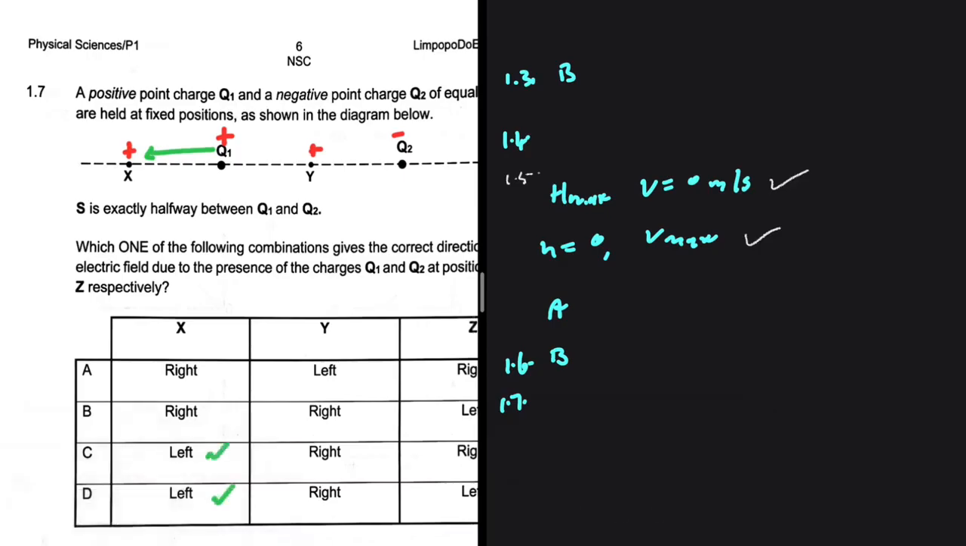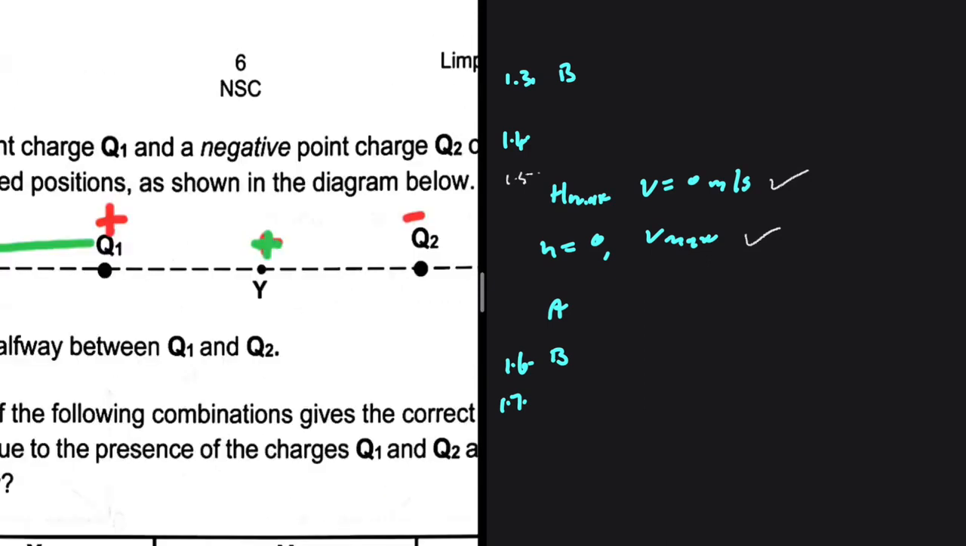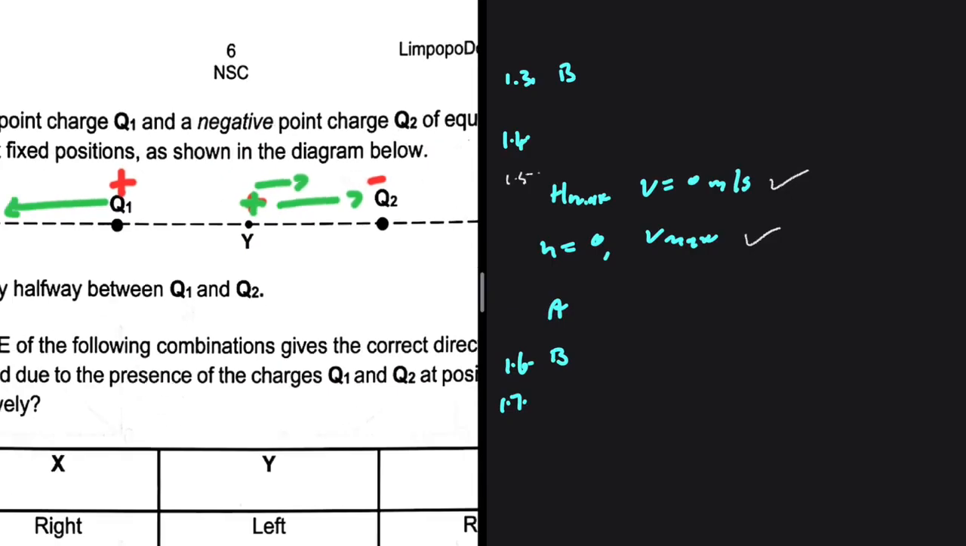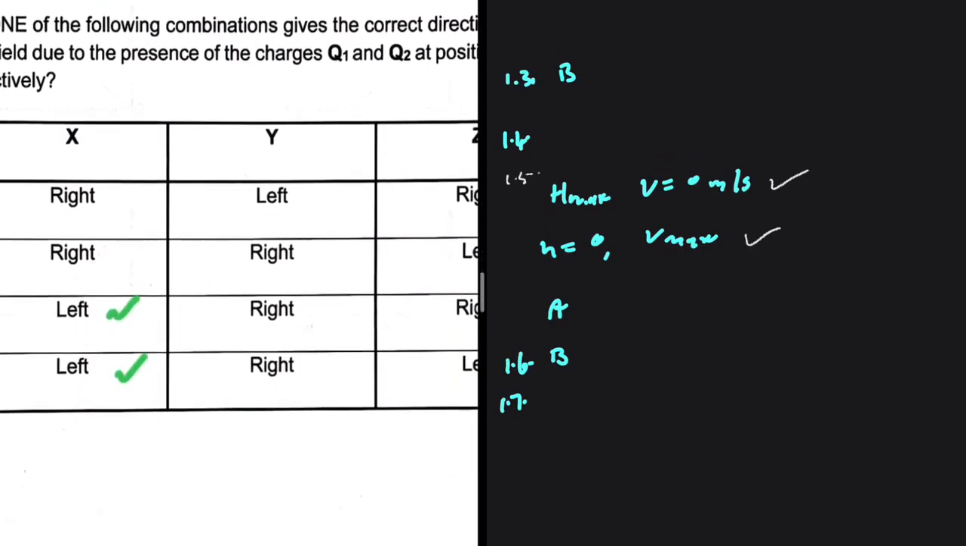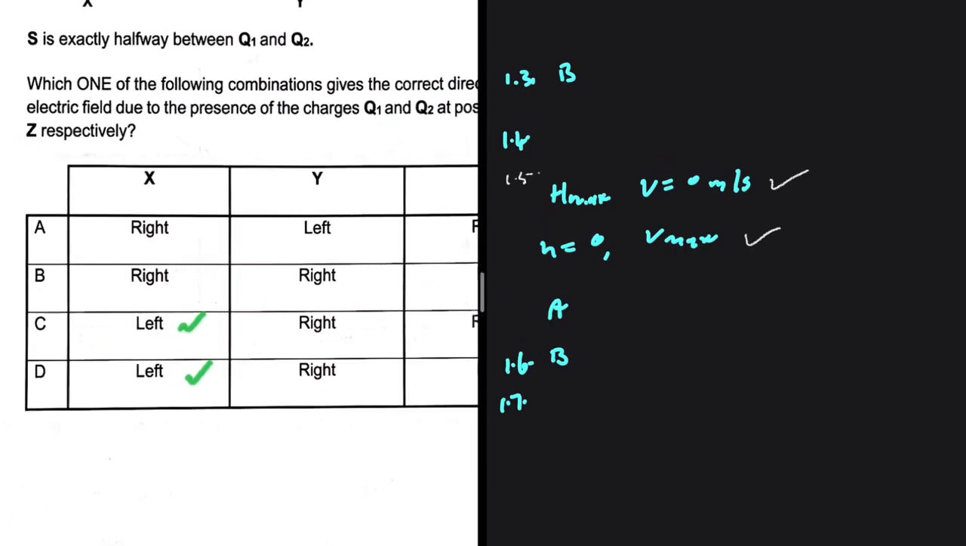Let's go to Y. How are Q1 and Y interacting? Q1 is going to be pushing to the right. They're both positive, so there's a repulsion. And then Q2 and Y have opposite charges, so there's a force of attraction. So Q2 is also pushing to the right. So at point Y, the net electric field is to the right. No questions asked there. So which option? C and D are still both correct.